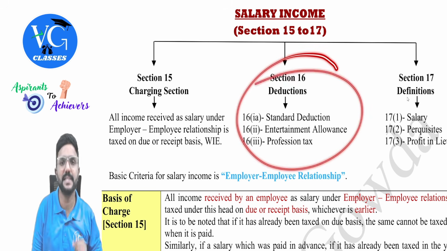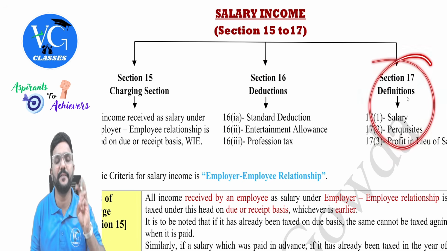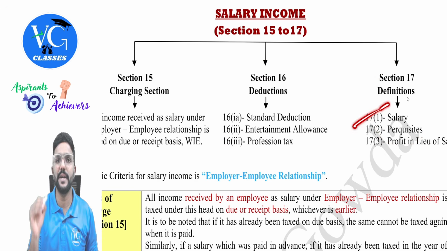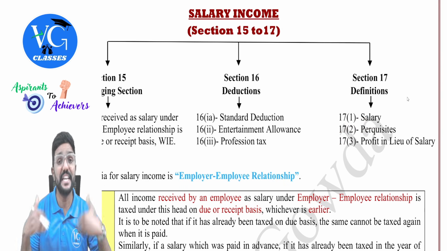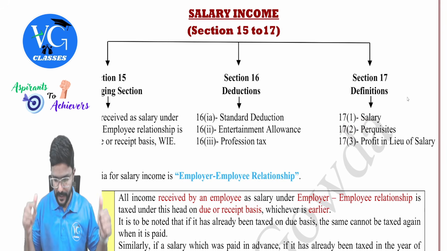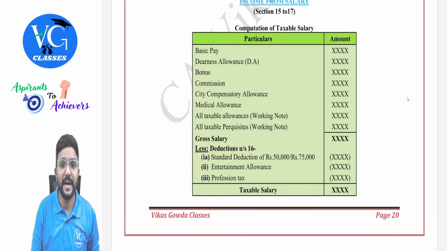And section 16 has three deductions, which we will see later in detail. And section 17 defines three terms, guys. 17.1 defines salary, 17.2 defines perquisites, and 17.3 defines profit in lieu of salary or profit in addition to salary. Fine. So now we will see the computation part.